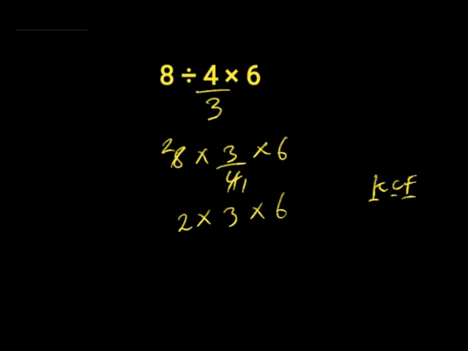Now we are going to work from left to right. 2 times 3 will give us 6. Then we have 6 times 6. 6 times 6 is equal to 36. 36 is the right answer to this question.